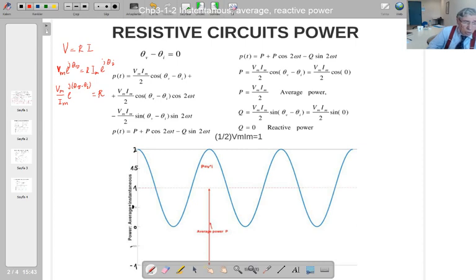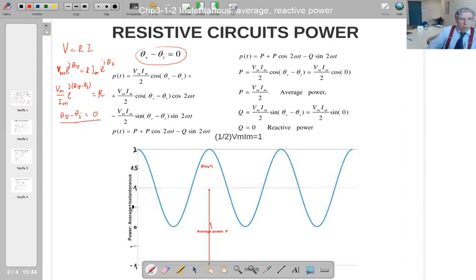Since R is a real number, the imaginary part should be equal to 0. When this is equal to 0, then e to the power 0 is 1, so a real number equals a real number. So the result is theta V minus theta I for the resistor is equal to 0. That means the phase difference between the voltage and the current of a resistor is equal to 0. That's the conclusion.